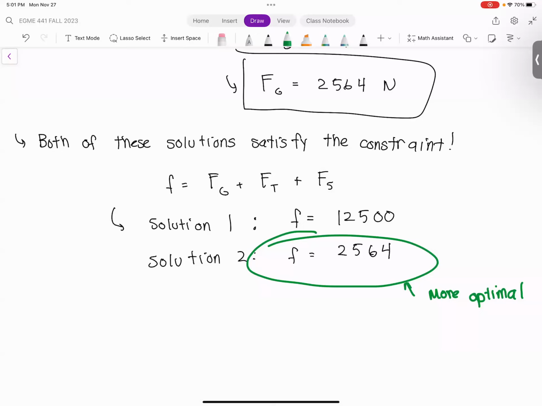And so without the objective function, we wouldn't be able to determine which of these solutions are more optimal, because technically both of them satisfy the requirements, both of them satisfy the constraint, but one is obviously much better than the other one because it minimizes the total amount of force. Okay, so that's the purpose of the objective function. The objective function is to help tell us which solutions are more optimal than the others.